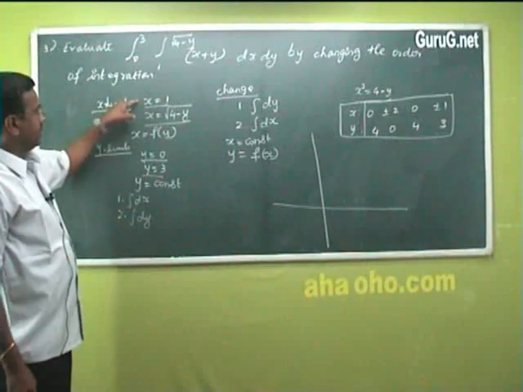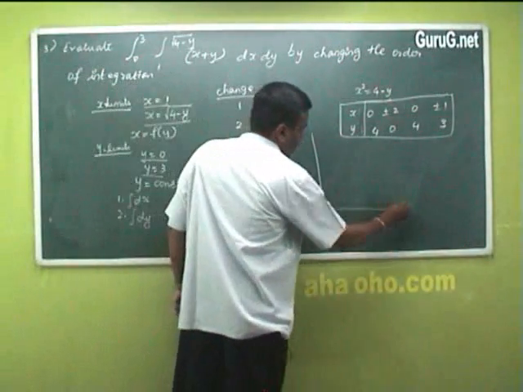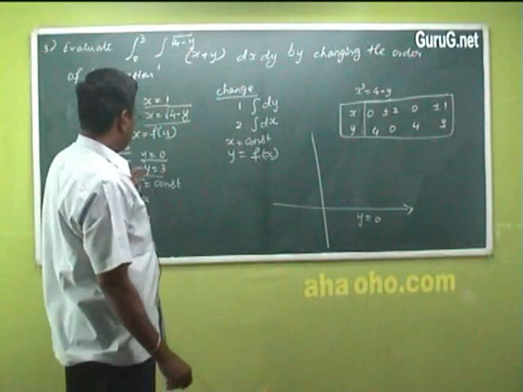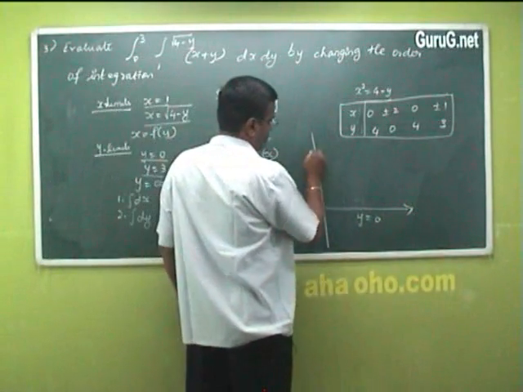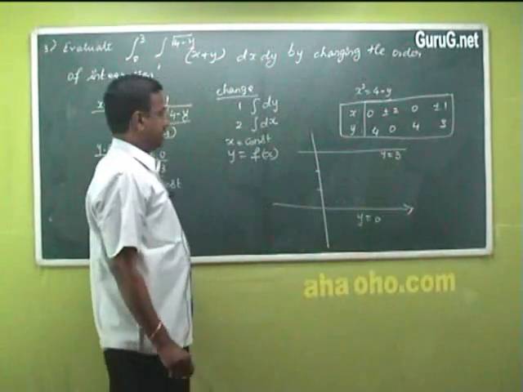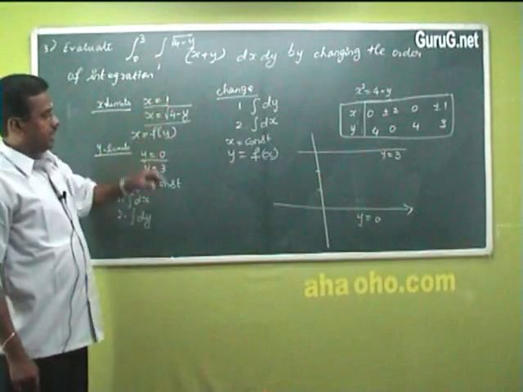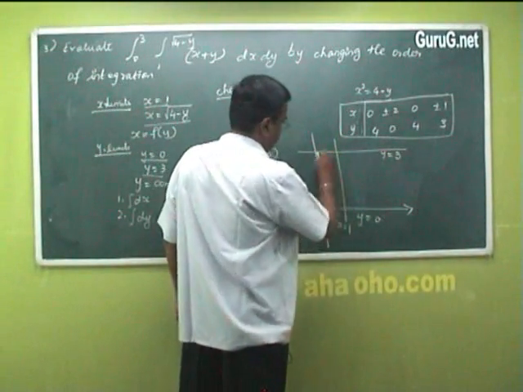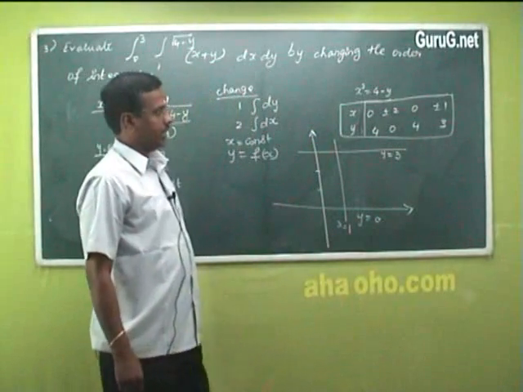First draw the line y equal to 0. Y equal to 0 is nothing but our x-axis. Next y equal to 3. Y equal to 3 is a line parallel to the x-axis. Next the line x equal to 1. X equal to 1 is a line parallel to y-axis.